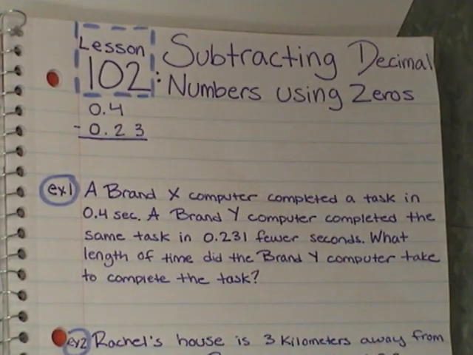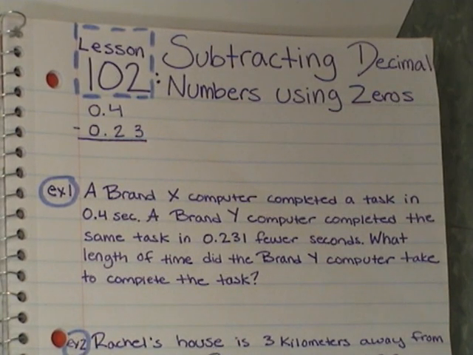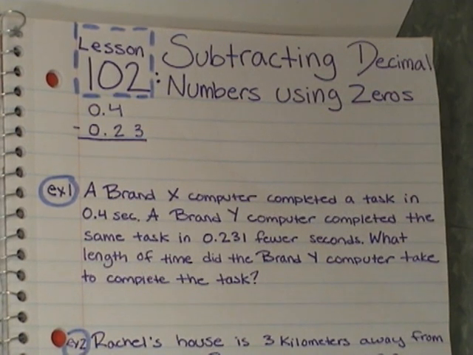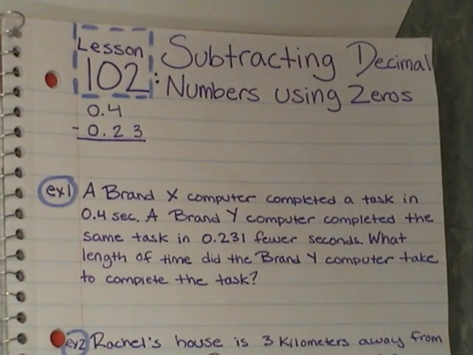Alright, so tonight's lesson is lesson 102, and we are subtracting decimal numbers using zeros. And I know this is something that we pretty much do every day when we have to do Math Mondays or worksheets when we do math rotations, but we're just going to have a lesson on it to make sure that we fully understand the reasons behind why we add a zero when we're trying to subtract.